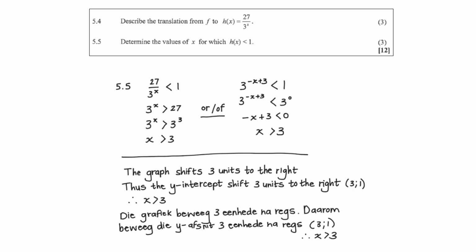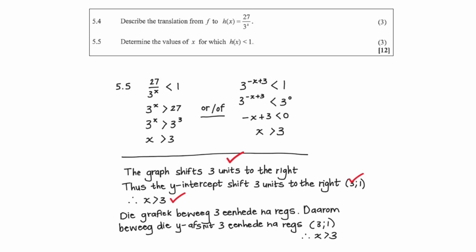Let's look at the mark allocation. For the first method, you get 1 mark for the inequality 3 to the power of x bigger than 27, 1 mark for rewriting 27 as 3 to the power of 3, and 1 mark for the final answer, x bigger than 3. For the second method, you get 1 mark for writing 3 to the power of minus x plus 3 smaller than 3 to the power of 0, 1 mark for minus x plus 3 smaller than 0, and 1 mark for the final answer. For the last method, you get 1 mark for the word translation or describing the translation, 1 mark for the y-intercept that shifted 3 units to the right to the point (3, 1), and then 1 mark for the final answer.